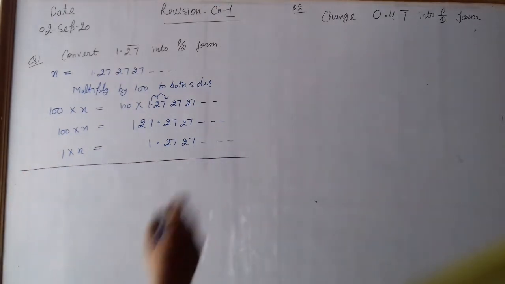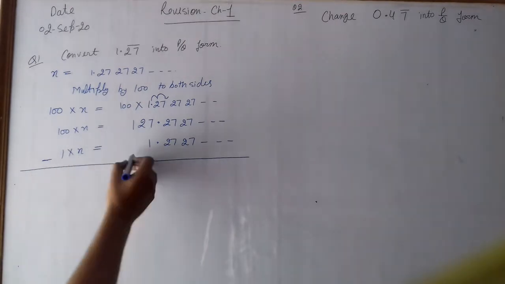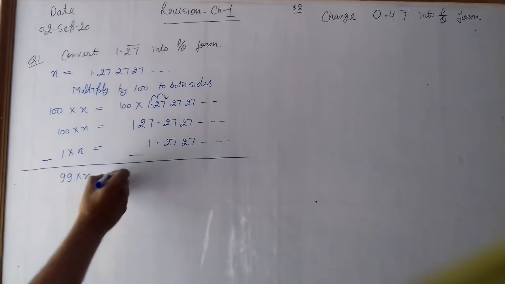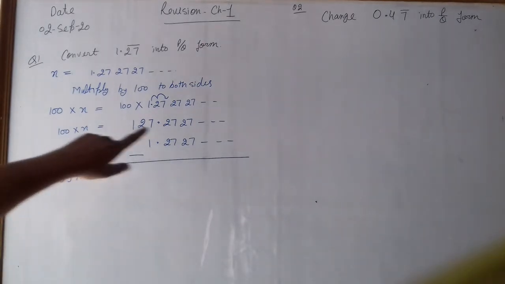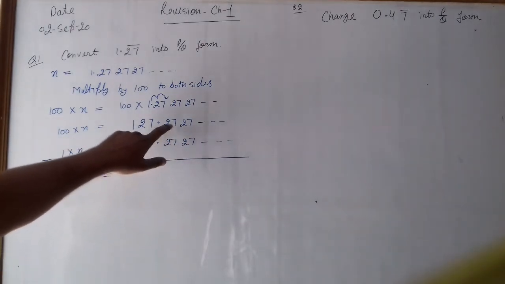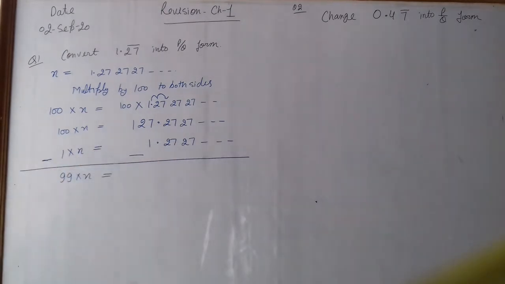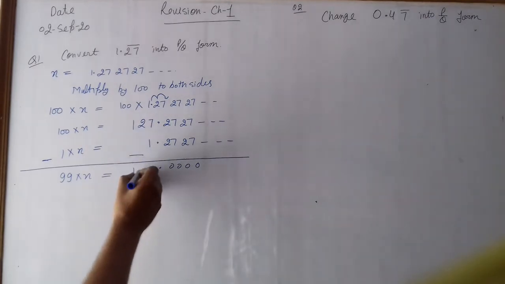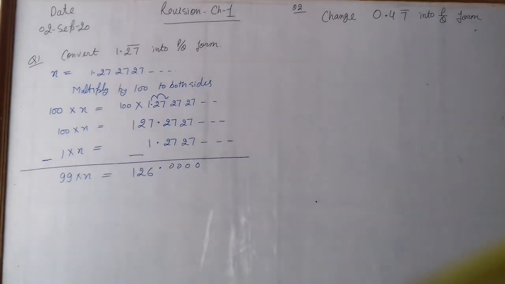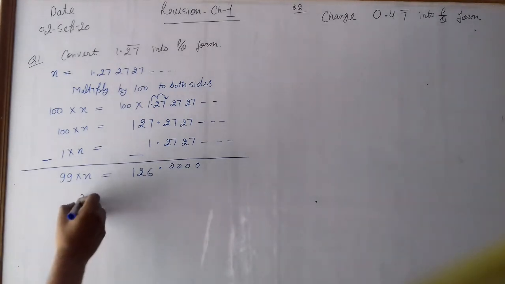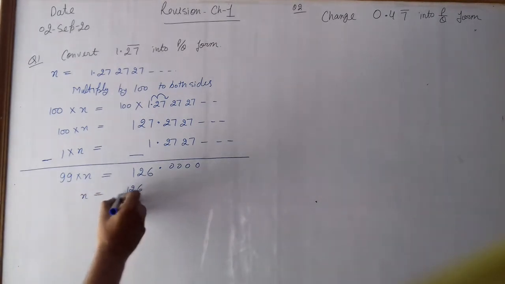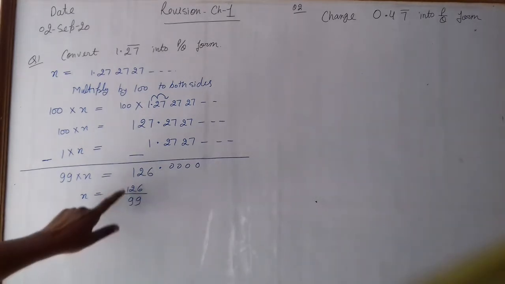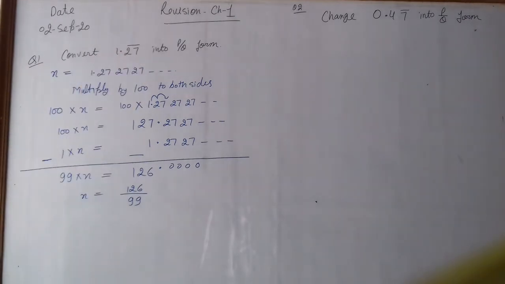See, subtract it: 100x minus 1x, we have 99 into x, right, is equal to 7 minus 7 is 0, 2 minus 2 is 0, 7 minus 7 is 0, 2 minus 2 is 0. We all got 0 here. 127 minus 1, we have 126. Then x is equal to 126 upon 99. This is the rational form of 1.27 bar.